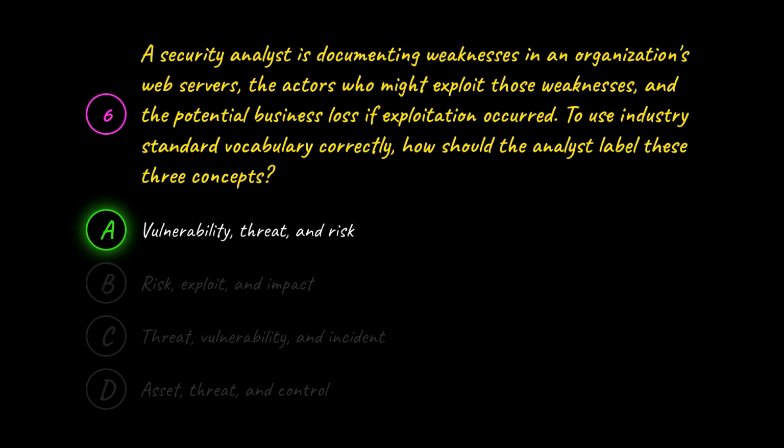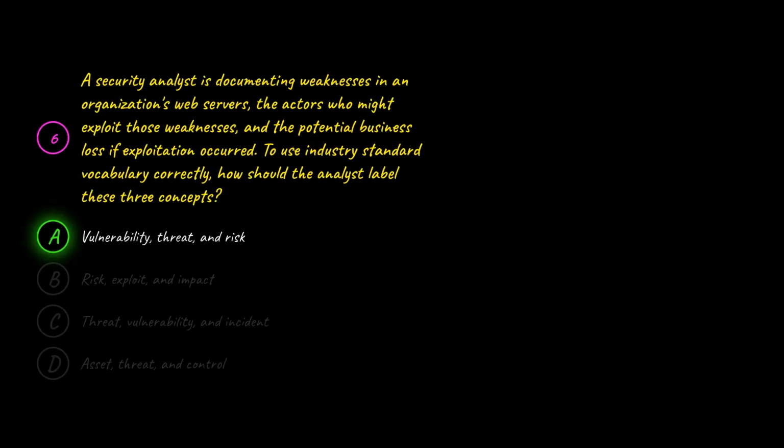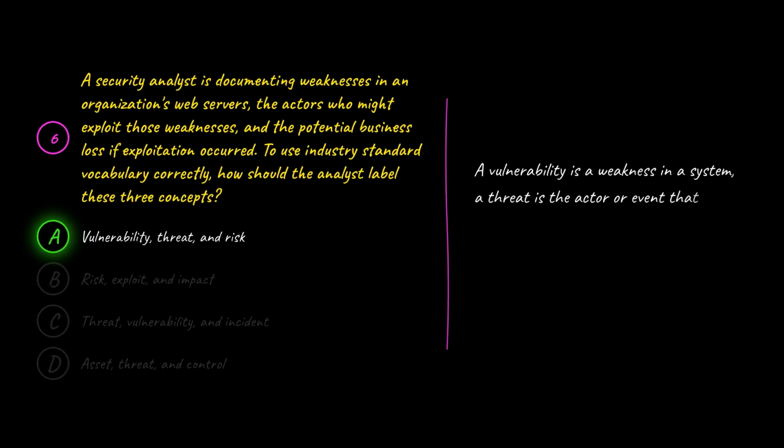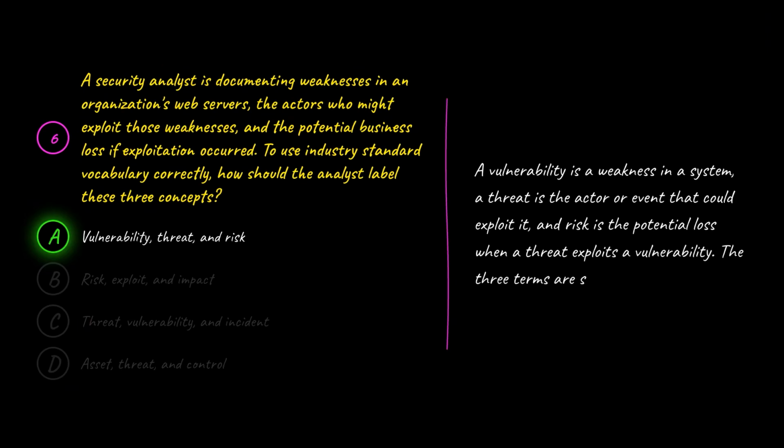The correct answer is A. Vulnerability, threat, and risk. A is correct because a vulnerability is a weakness in a system. A threat is the actor or event that could exploit it. And risk is the potential loss when a threat exploits a vulnerability. The 3 terms are standard in information security frameworks.